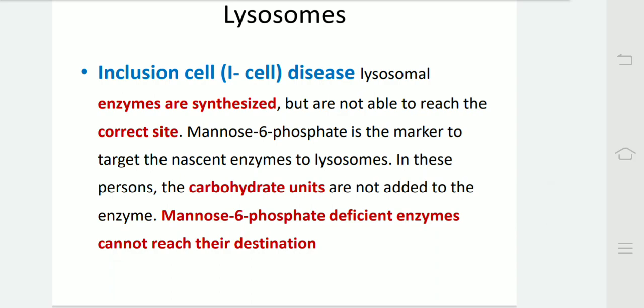Inclusion cell disease is a rare condition in which lysosomes lack the enzymes but the enzymes are seen in the blood. This means that the enzymes are synthesized but are not able to reach the correct site. It is shown that mannose 6 phosphate is a marker to target the nascent enzymes to lysosomes. In these persons, the carbohydrate units are not added to the enzymes. Mannose 6 phosphate deficient enzymes cannot reach the destination, which is a protein targeting defect.